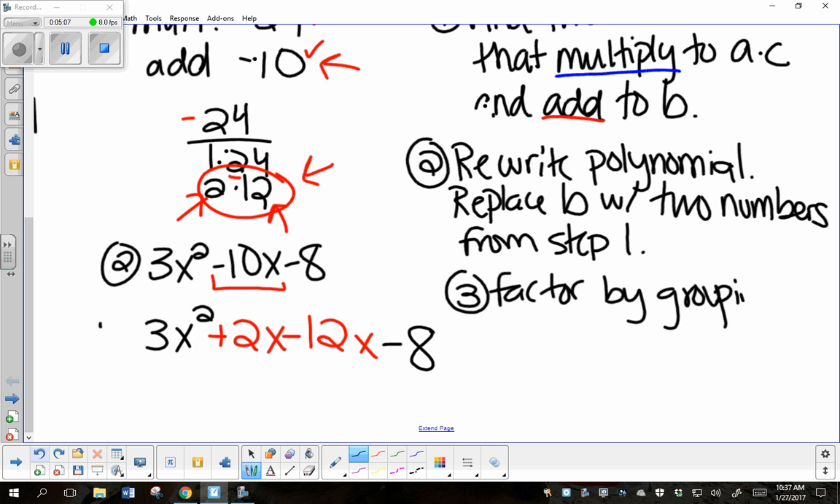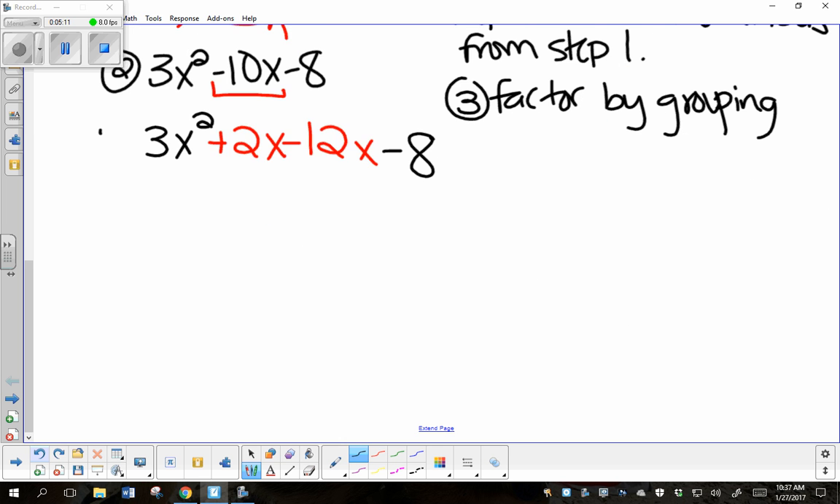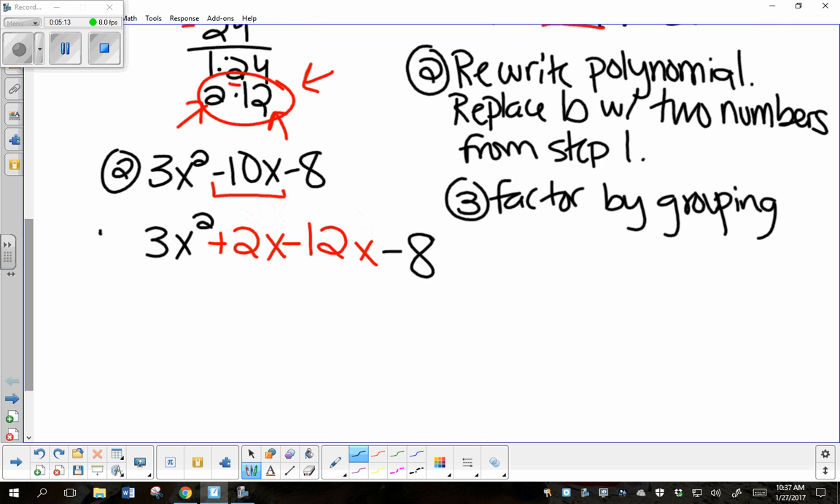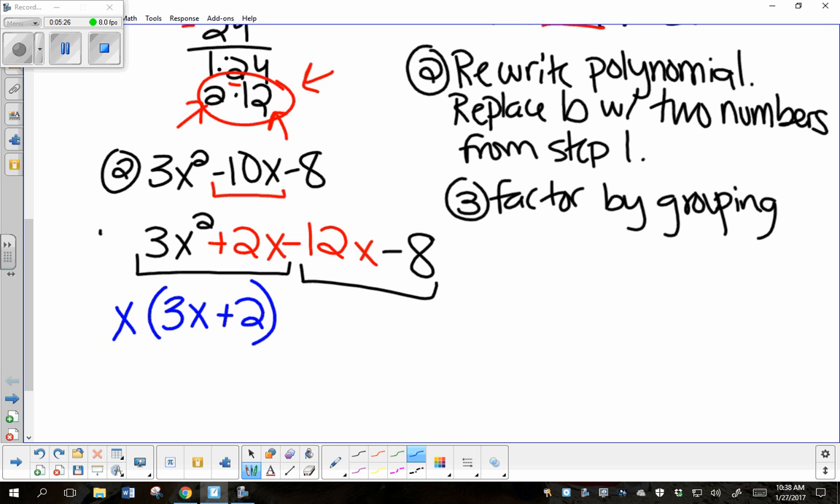So now we're back to what we were doing in one of our previous lessons, where we are just going to factor this guy by grouping it into parts. So we are going to group this and this. So in my first one, I can pull out an x, and I'm left with 3x plus 2.